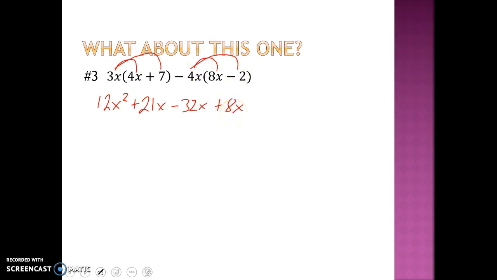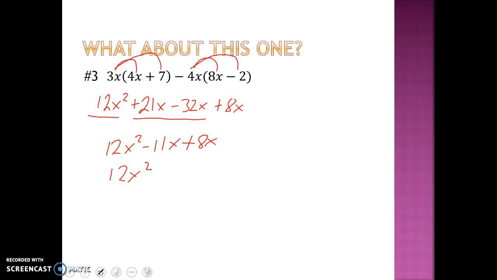So I'm done multiplying, but what I have to do then is combine like terms, and so I'm going to do that. I only have 1x squared, that's the 12x squared. But then I also have 21x and a negative 32x. Well, 21 minus 32 is negative 11x's. Plus I have the 8x, so I can also add that onto my original problem. It's 12x squared.